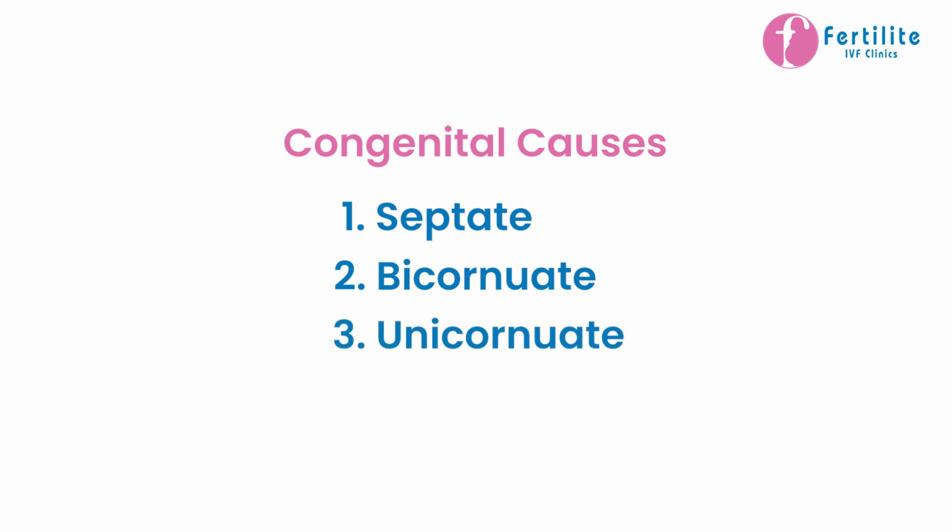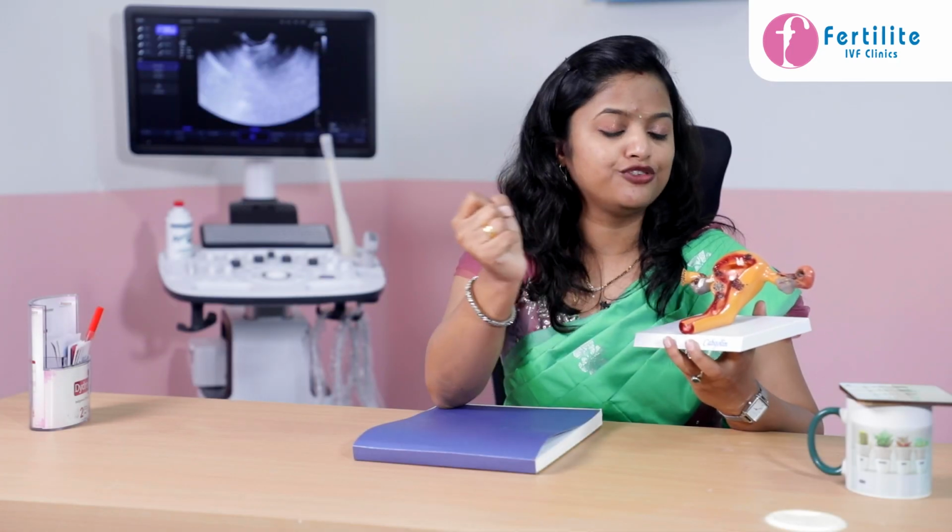There may be congenital causes also, like septate uterus, where there may be some septum in the uterine cavity, and abnormal uterine shapes like bicornuate uterus and unicornuate uterus. All these things should also be taken into consideration.